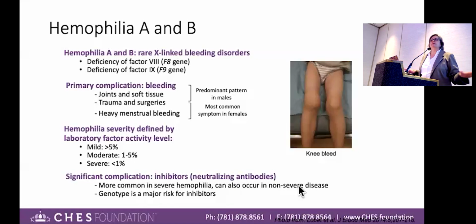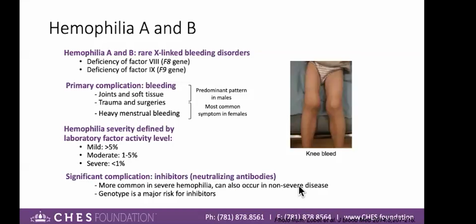Clinically, severity is defined by the factor activity level, not how much or how often you're bleeding. And when we use words severe, moderate, mild, it's my opinion we're not doing anyone any service, because we're really not conveying how much are they bleeding. What we're conveying is what are their factor levels in the lab. So they're very important, and they correlate with overall how much people bleed and whether or not they need prophylaxis and their risk for inhibitors. But it doesn't tell you in any one person how much are they bleeding and what's their risk for inhibitors.